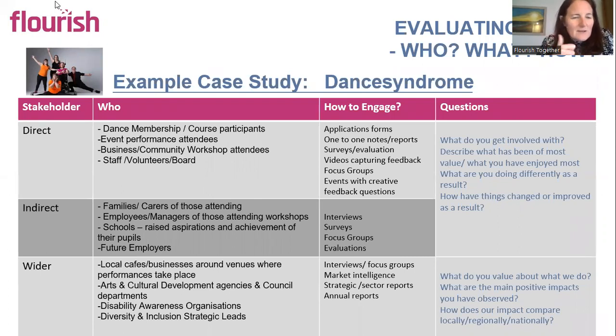If you went and rang Jen, who's the woman that runs this, and said, is this correct? This is me guesstimating what they would do based on thinking about how they operate. So we're going to think about who they're talking to and how. With their direct beneficiaries, if we remember, that's their dance membership and course participants, performance attendees, those business and community workshop attendees, and not forgetting staff, volunteers, and board in the mixture of direct beneficiaries.